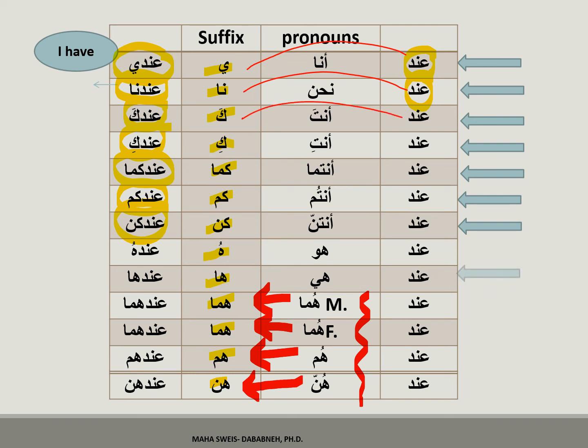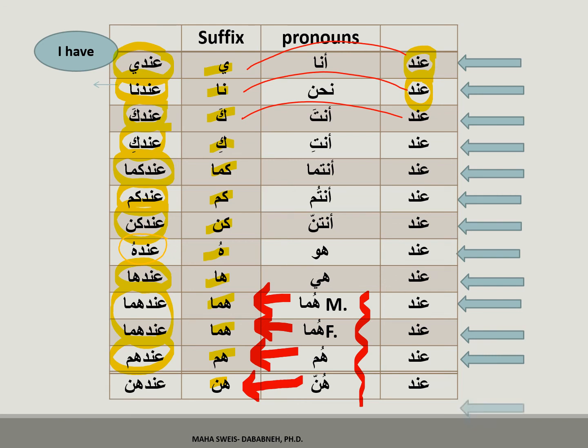Let's continue. عند, and هو, عنده. For هي, عندها. These 2 are the same. عندهما. Dual nouns. Remember, these 2 are dual nouns. For هم, group of males, عندهم. And the last one, عندهن. So remember, you just suffix the same pronouns here.